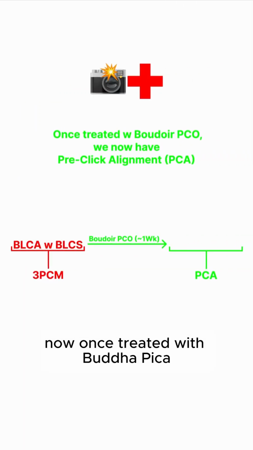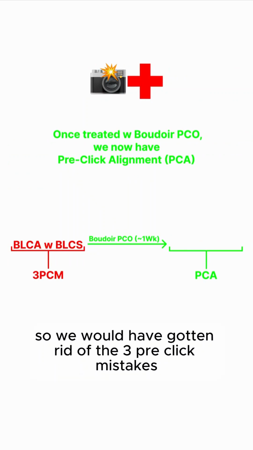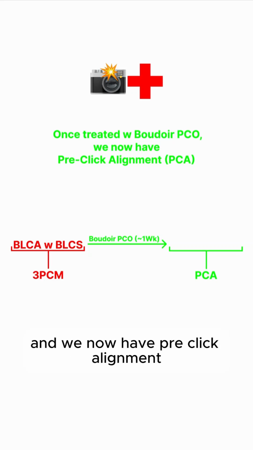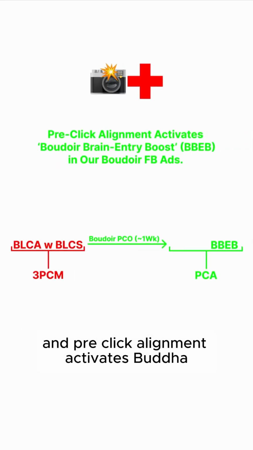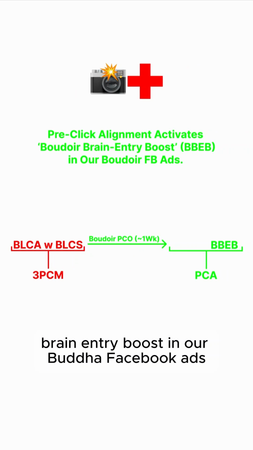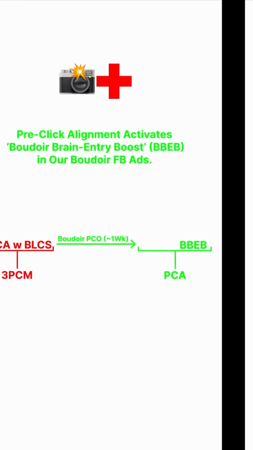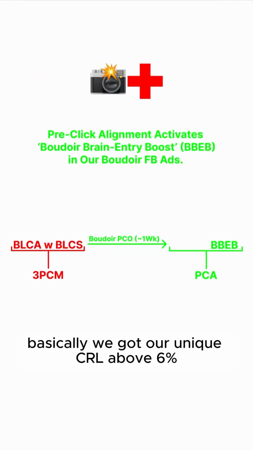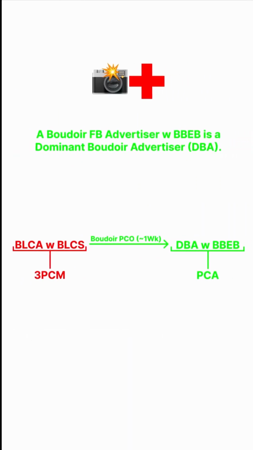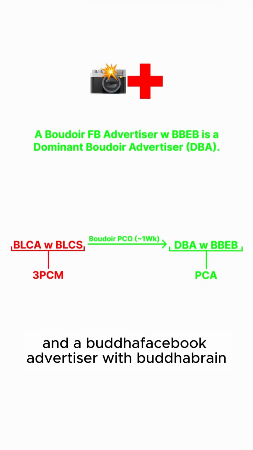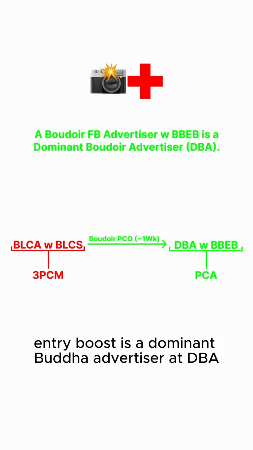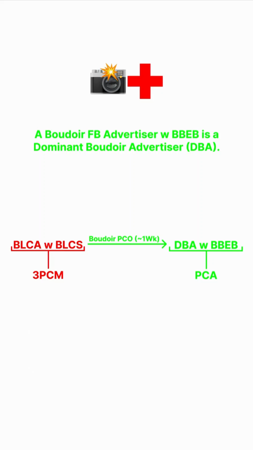Now, once treated with Boudoir Pico, we now have pre-click alignment. So we would have gotten rid of the 3 pre-click mistakes, and we now have pre-click alignment. And pre-click alignment activates Boudoir brain entry boost in our Boudoir Facebook ads. Basically, we got our unique CTR above 6%. And a Boudoir Facebook advertiser with Boudoir brain entry boost is a dominant Boudoir advertiser, or DBA.